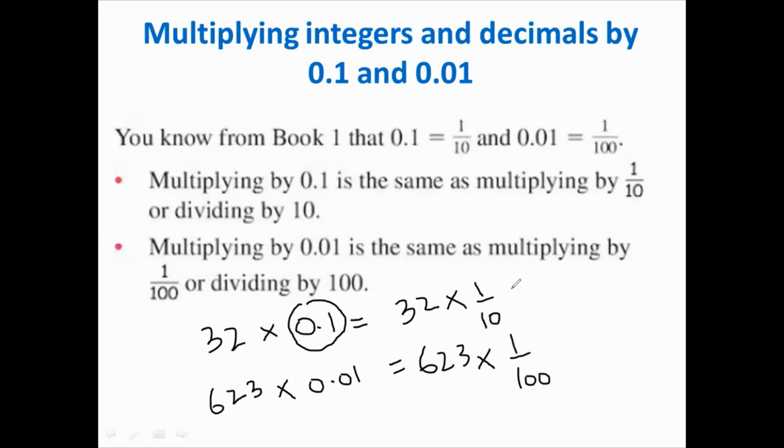Now back to this question, I can write it as 32 divided by 10. And similarly for this question, whatever the value will be here, I will write that. For example, it is 623 and I will divide it by 100. So I hope you have understood this so far.